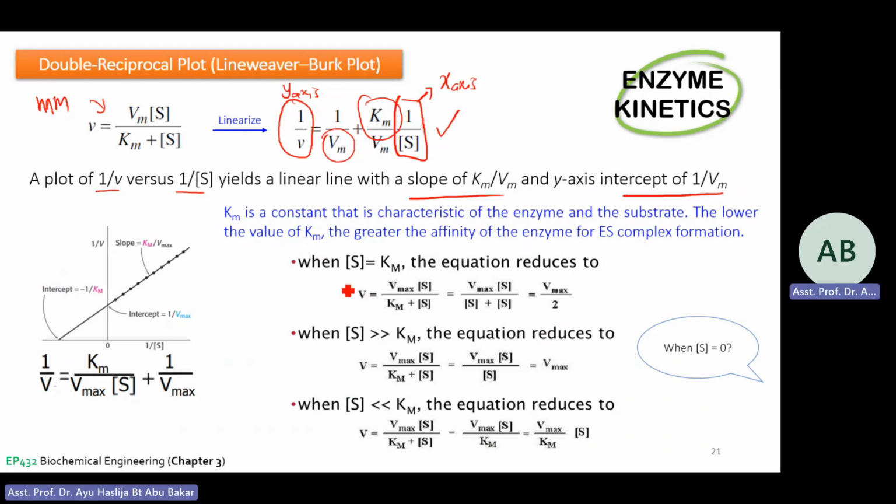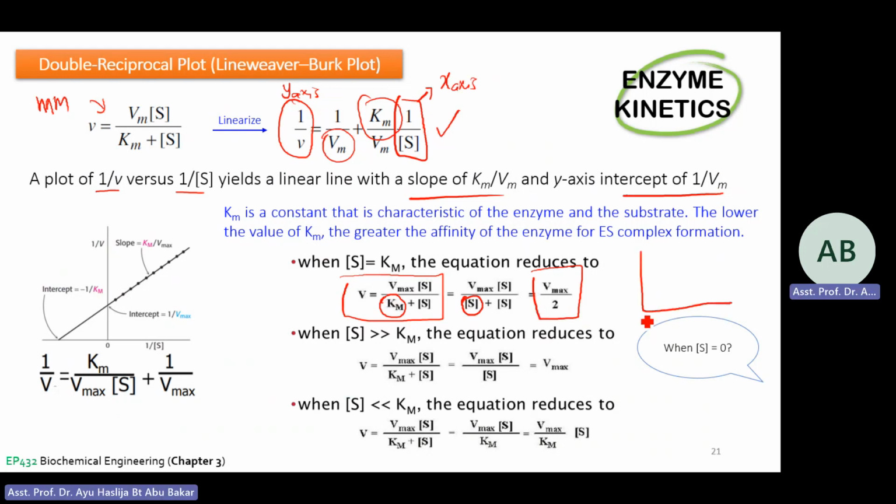Okay, this is what I meant just now. You have three cases. When S equals Km, the original equation, which is this one, will reduce to this. How? Km equals S, so this Km is replaced by the S. That's how you get Vmax over 2. Vmax over 2.